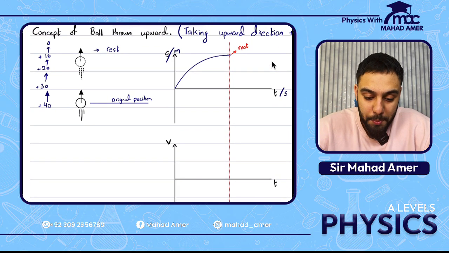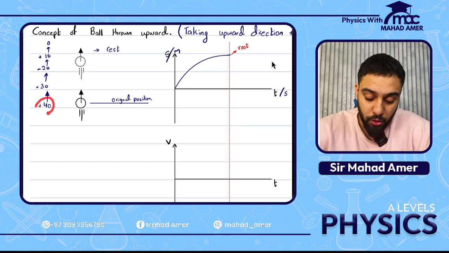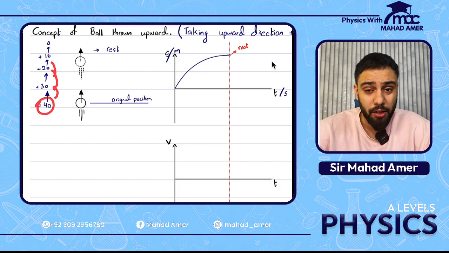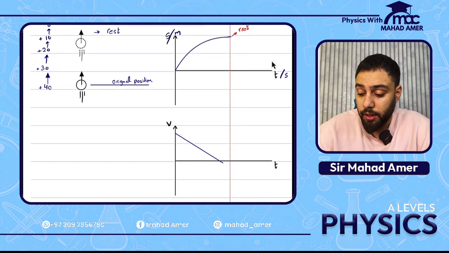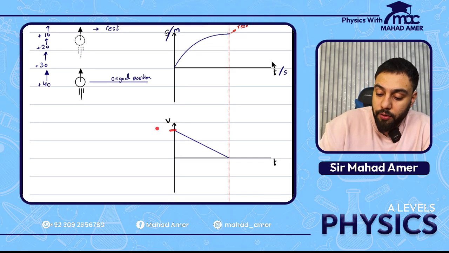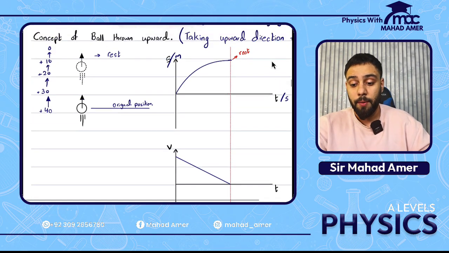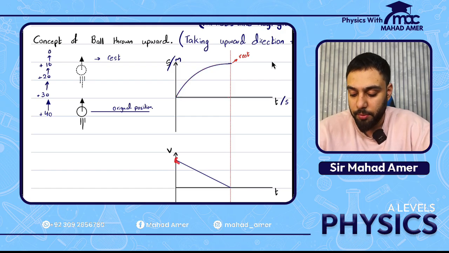All right. When it comes to velocity, you are pretty sure that initially the velocity was 40, and since it was decelerating and eventually at the maximum height it came to rest, the velocity graph is going to be like this. Just for the understanding point of view, this is 40, then 30, 20, 10, and 0. So the velocity is going to reduce, and it's going to reduce uniformly. So this is a displacement time graph. This is going to be a velocity time graph.